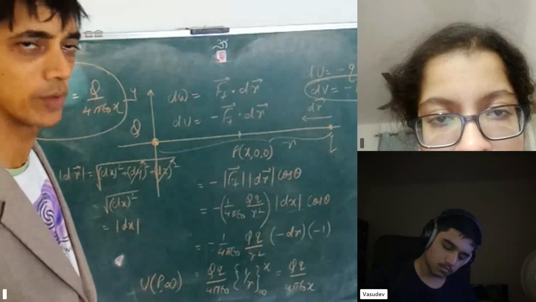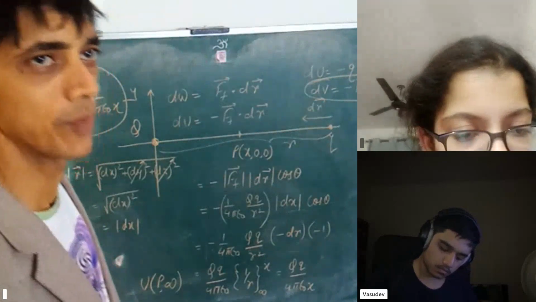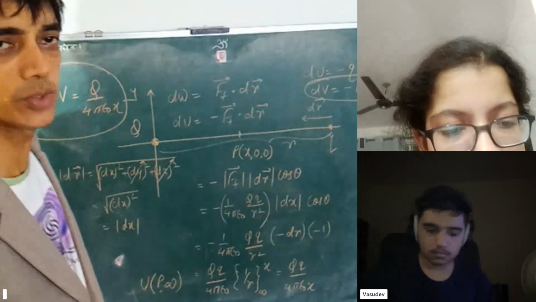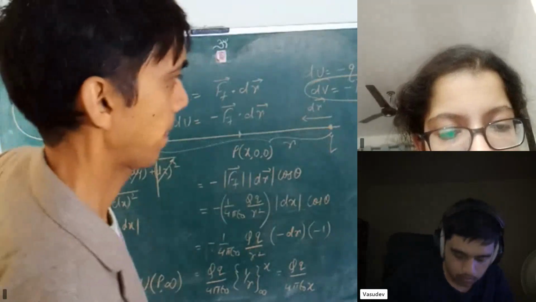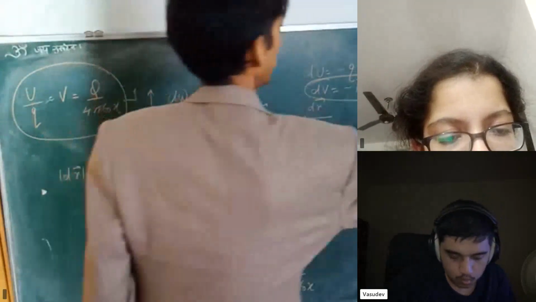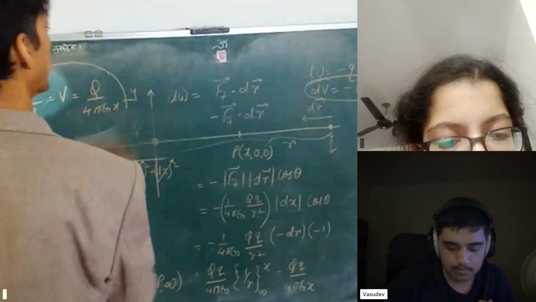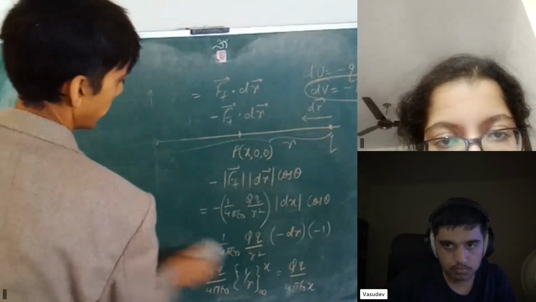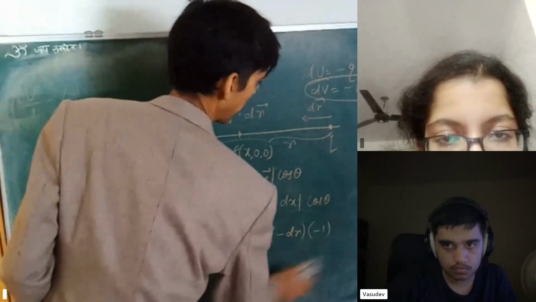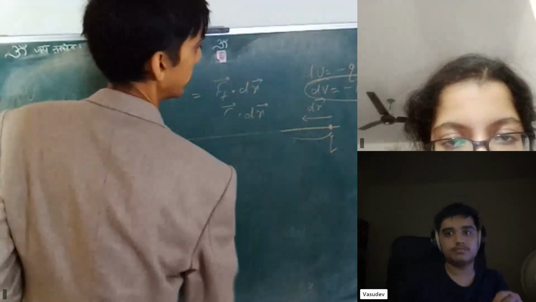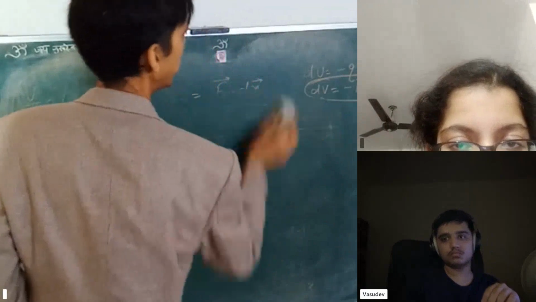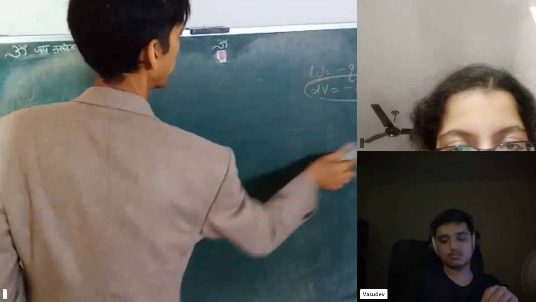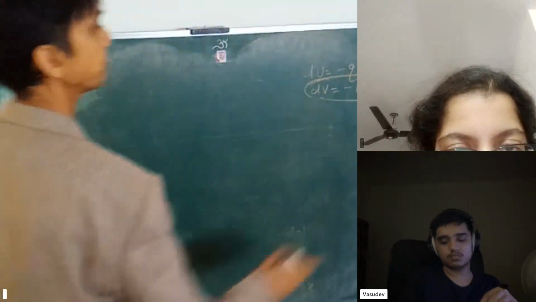Please don't make light of this relation. It's very important for us. dV is equal to minus E dot dr. This relation will fetch us one from the other. If I calculate potential anywhere, I'll get field by use of this equation. If I calculate field, we'll get potential by use of the same.